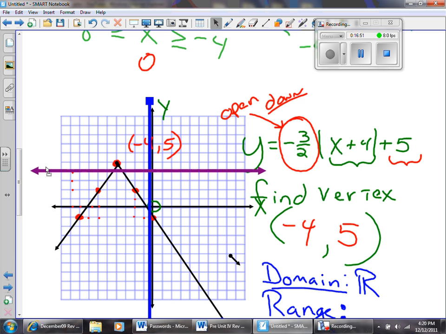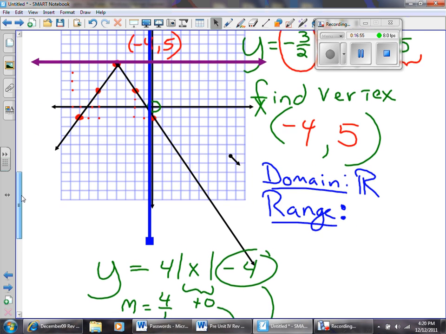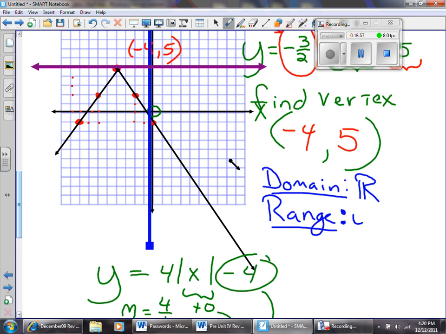Well, what is the y value there? It's 5. So my range is all the y's that are less than or equal to 5. And there you go.